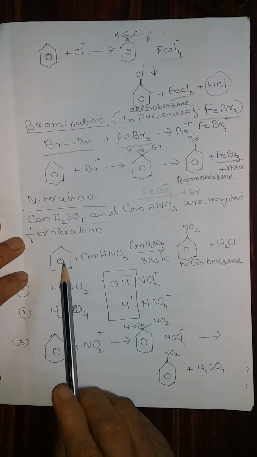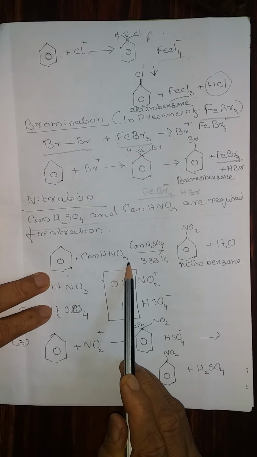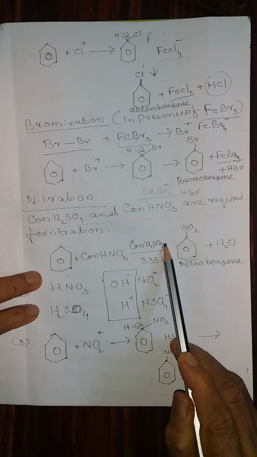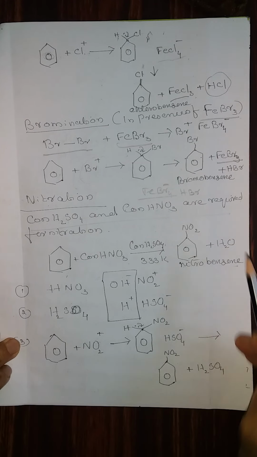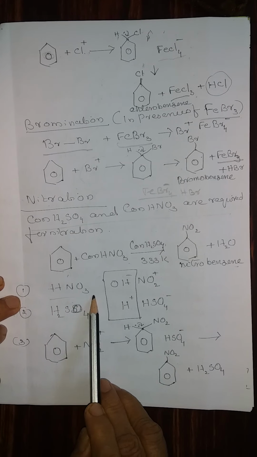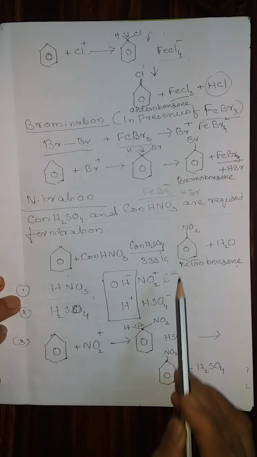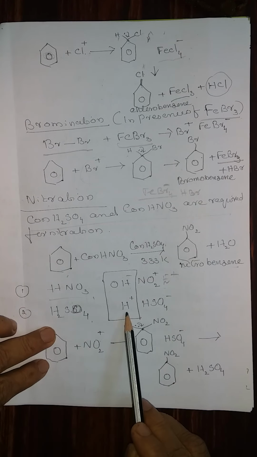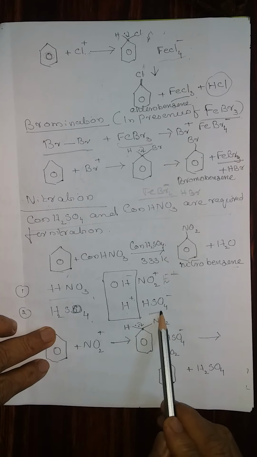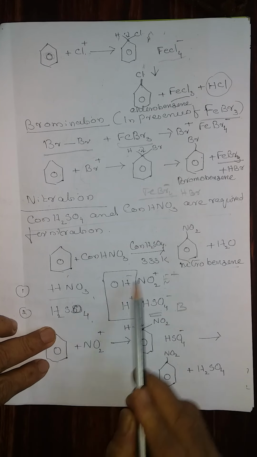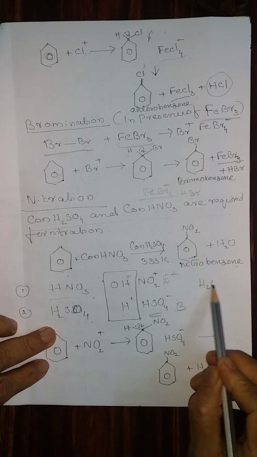Nitration mechanism. For nitration, benzene is heated with concentrated nitric acid and concentrated sulfuric acid and forms nitrobenzene and water. The mechanism, first step, nitric acid is converted into OH minus and NO2 plus. This is the electrophile E plus. H2SO4 splits into H plus and HSO4 minus, and this is going to act as a base. H plus and OH minus combine together and form a water molecule.